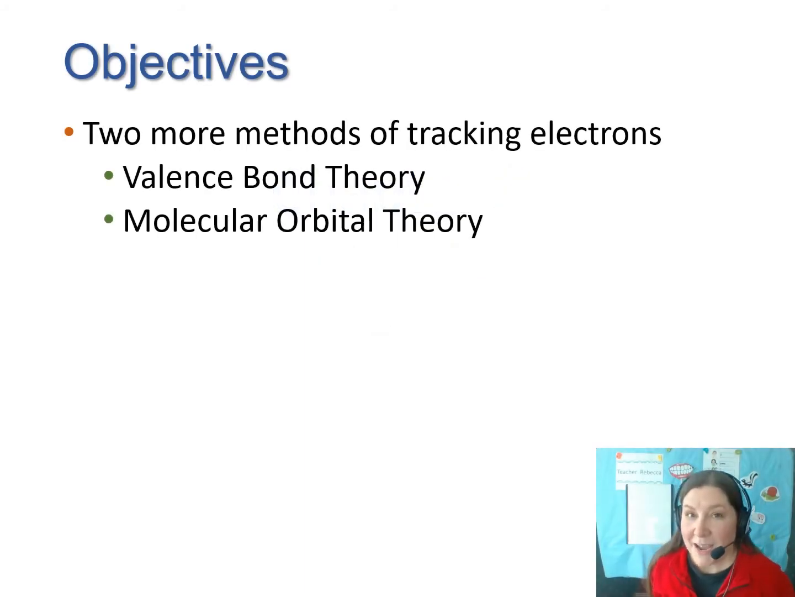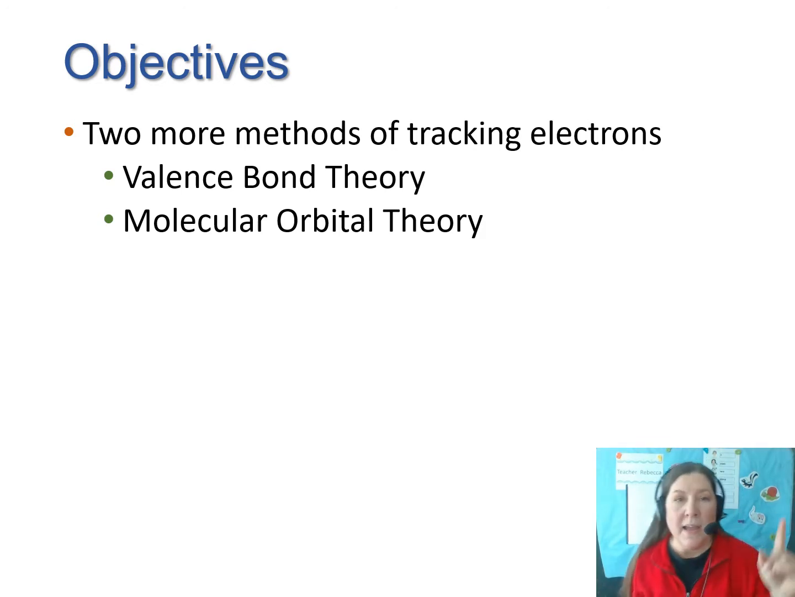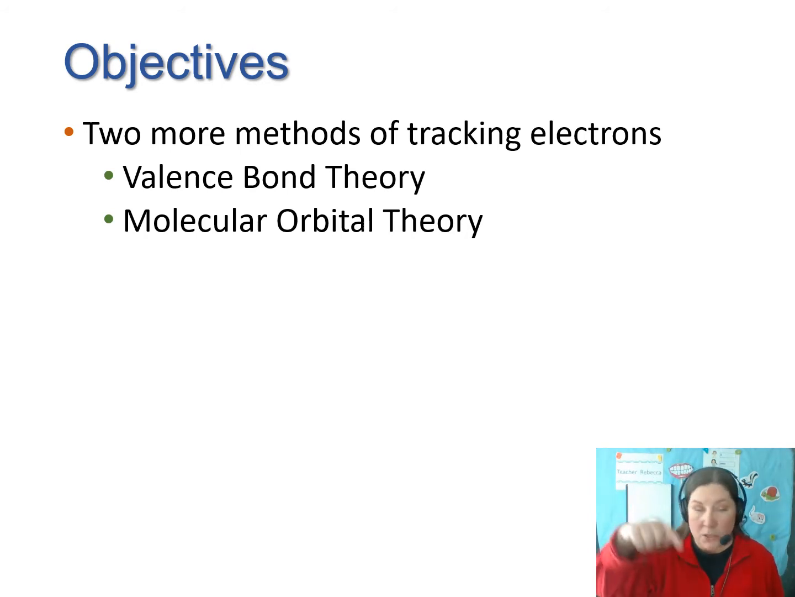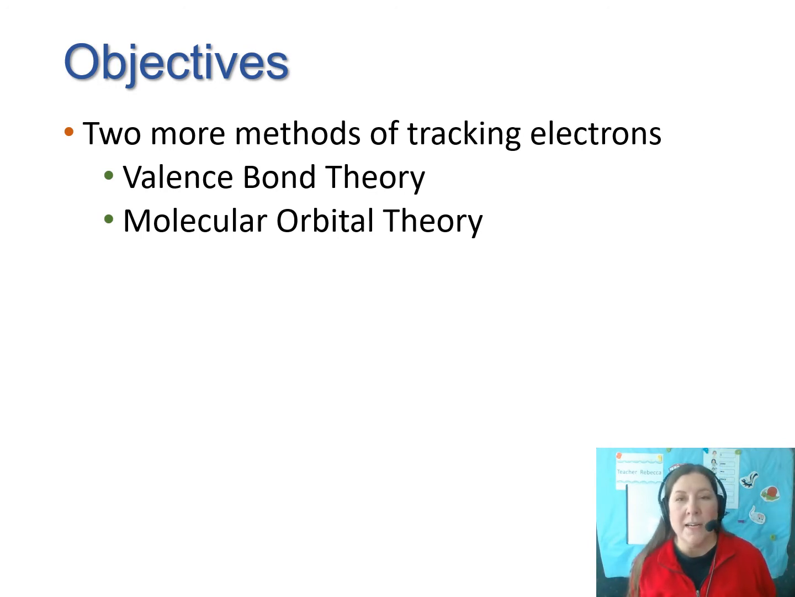So here we are in Chapter 6. Chapter 6 will introduce us to a couple of new methods of tracking where our electrons are. And the two methods are called valence bond theory and the molecular orbital theory. And in this video, this particular one right now, we're going to look at the valence bond theory. So let's get started.